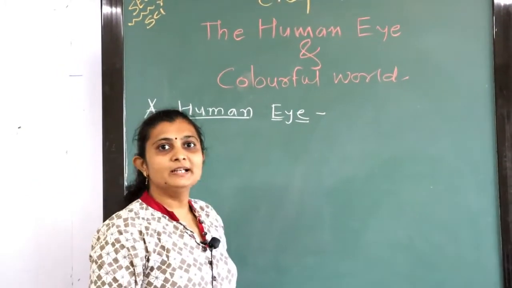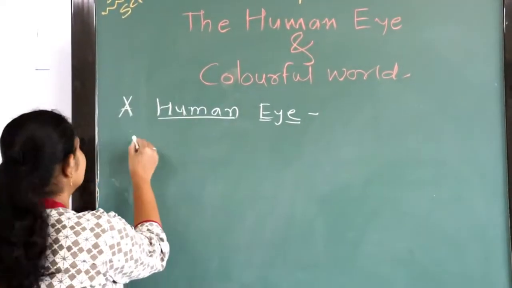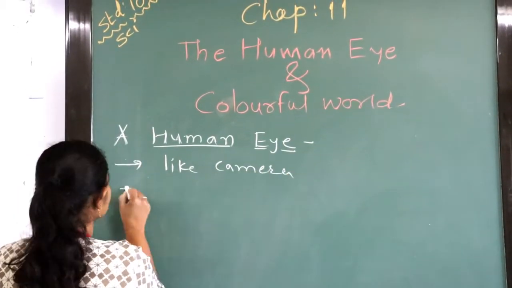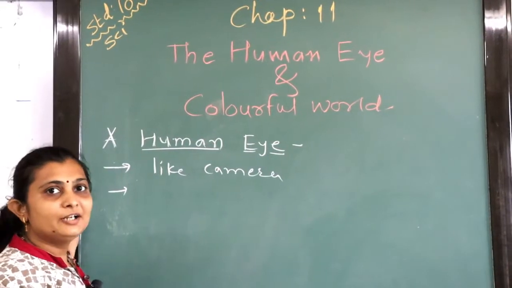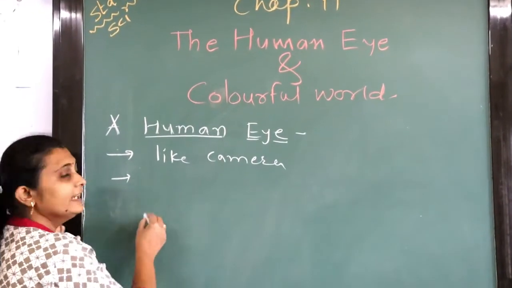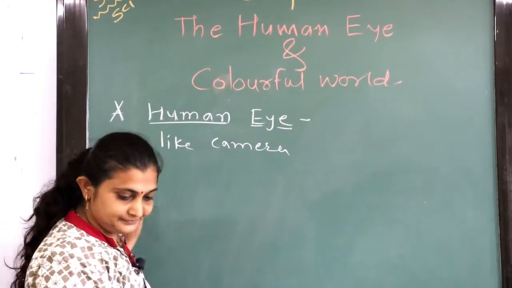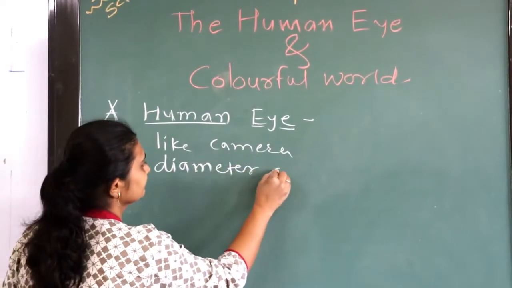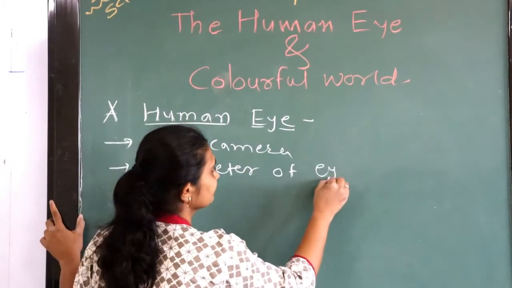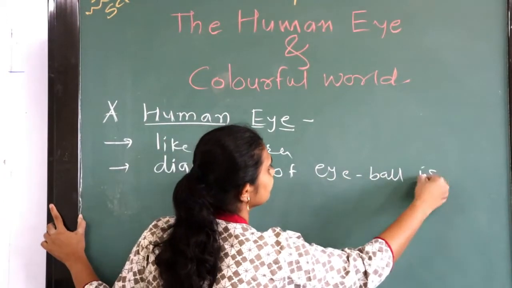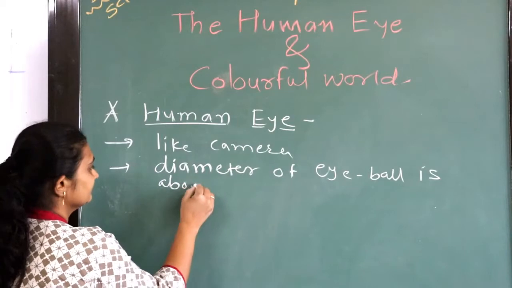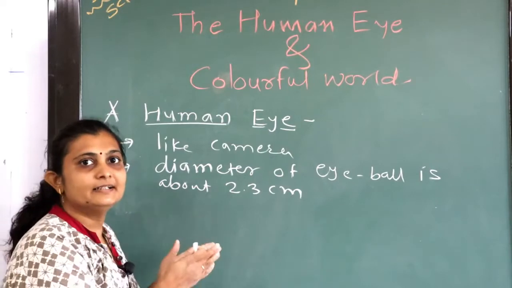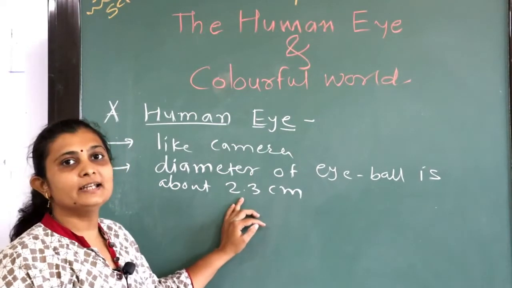The construction of the human eye is like a camera. The diameter of the human eyeball is about 2.3 centimeters. Consider the eye. The diameter of this eye is about 2.3 centimeters.